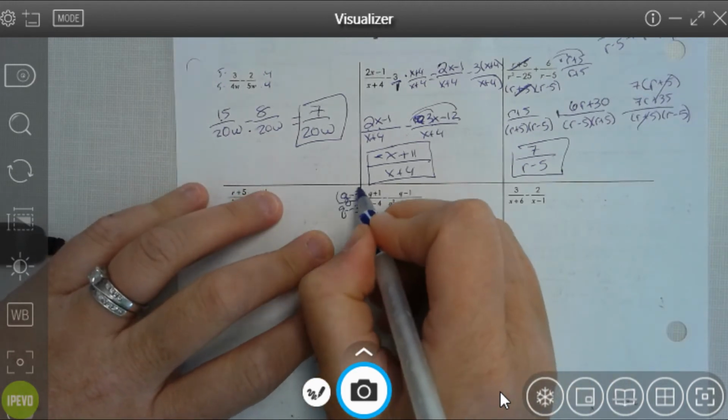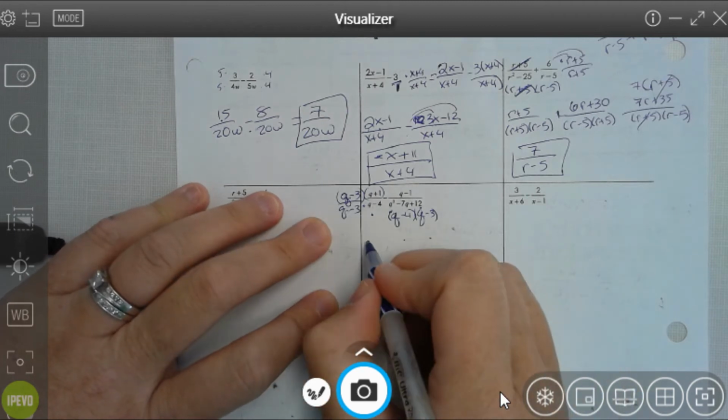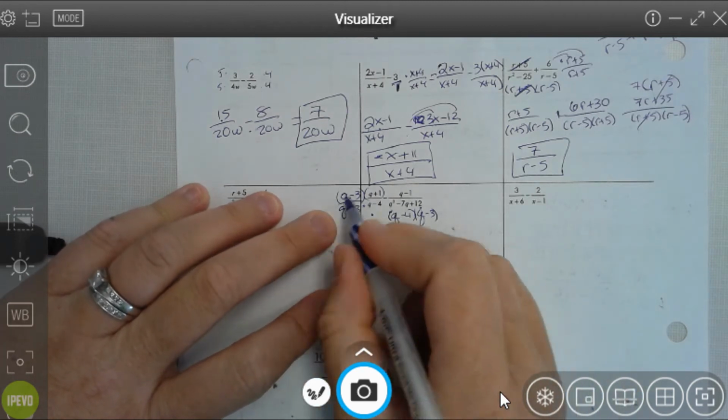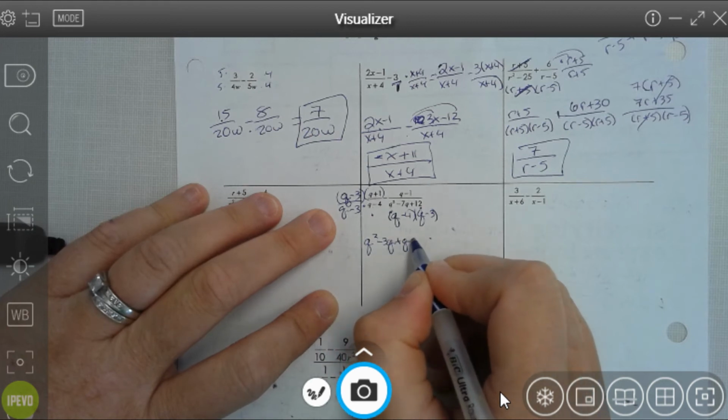So what happens on top here is that you're going to need to FOIL this term out. So that's going to be, if you FOIL, remember first, outer, inner, last, you get q squared minus 3q plus a q minus 3.